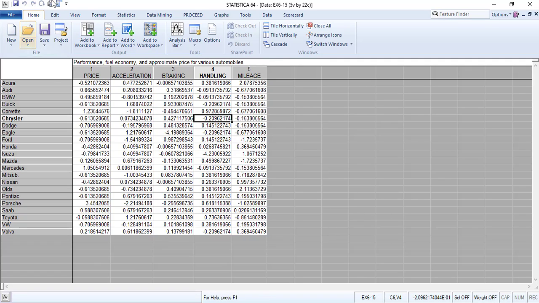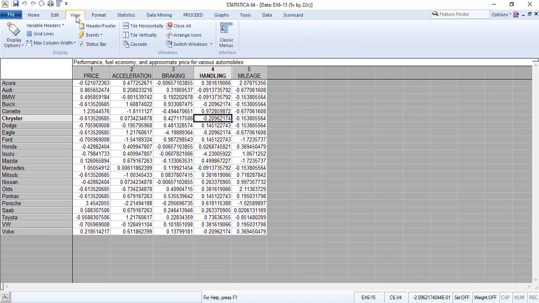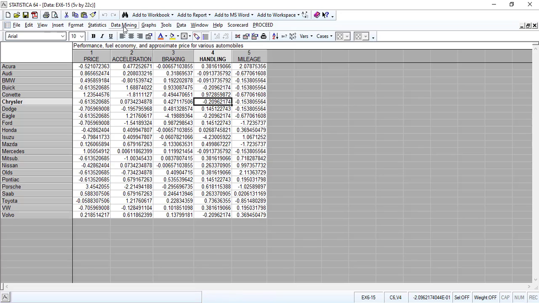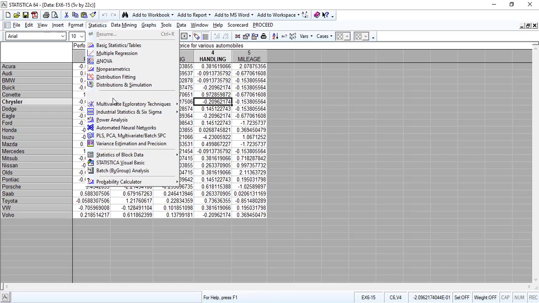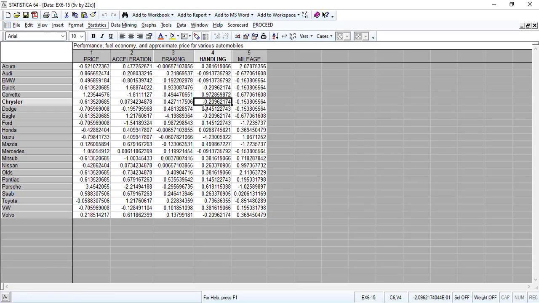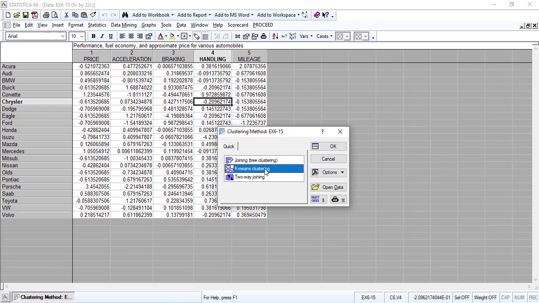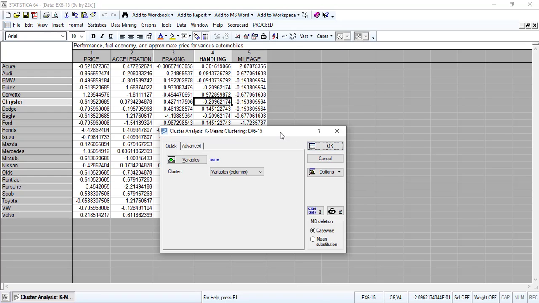Okay? And clustering, use the joining tree, because they are numerical data and the data already being standardized, right? Now we base on our acceleration, braking, handling, and mileage. Maybe you can just choose 3 variables or 2 variables. Up to you. Which one you want to choose? 2 to 5. Yes. You want to classify or up to you.